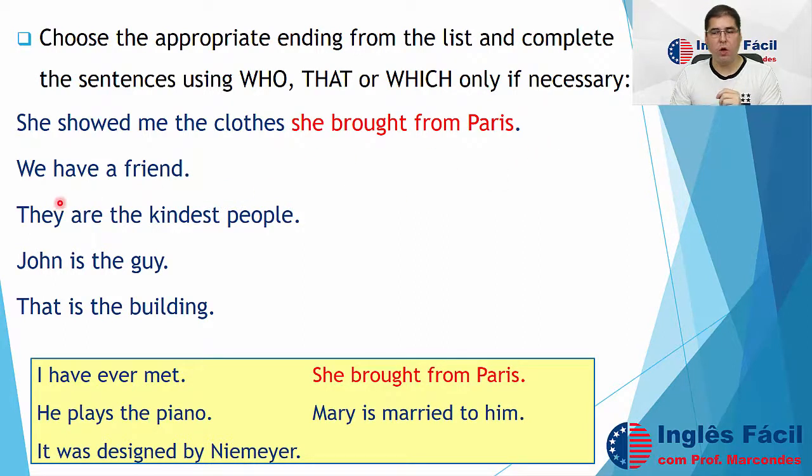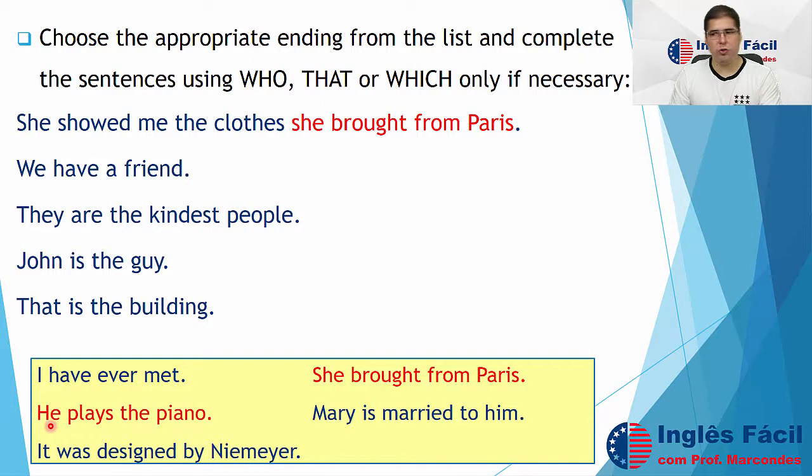Now the second, we have a friend. I have ever met? No, doesn't make sense. He plays the piano. Yes, it makes sense, right? We have a friend and our friend plays the piano. Who plays the piano? He, our friend. So in this case here, he plays the piano. He is the subject of the sentence.